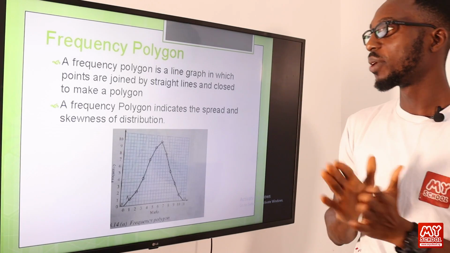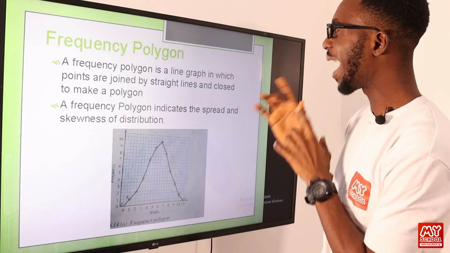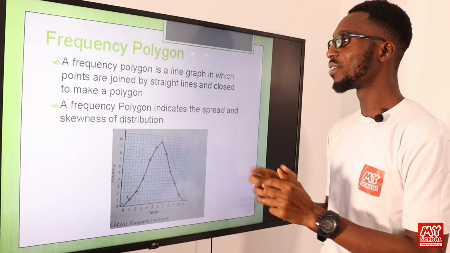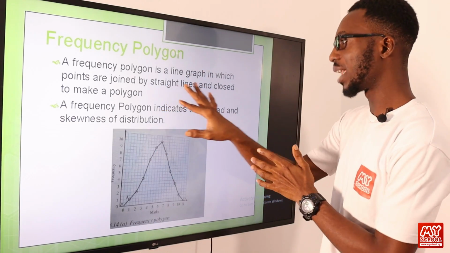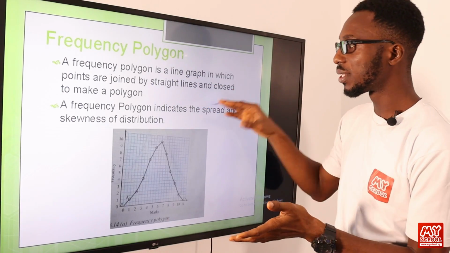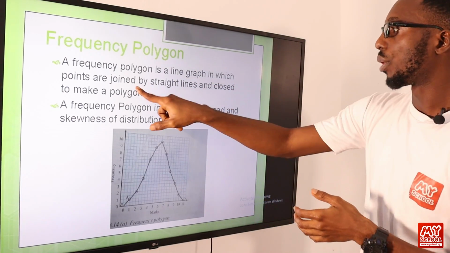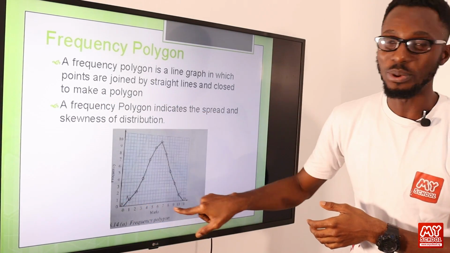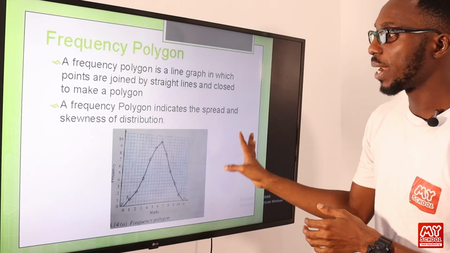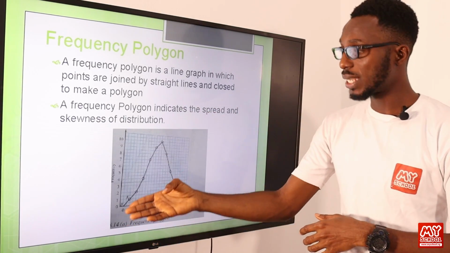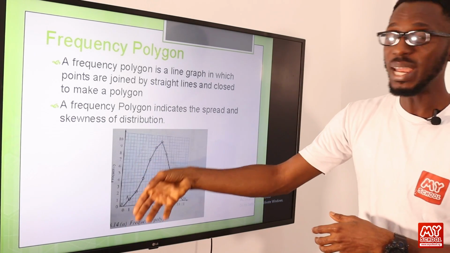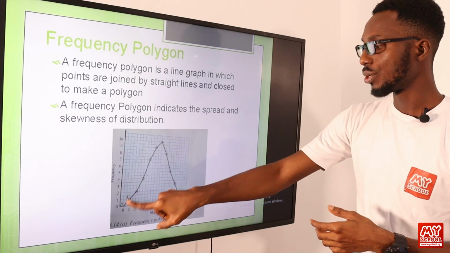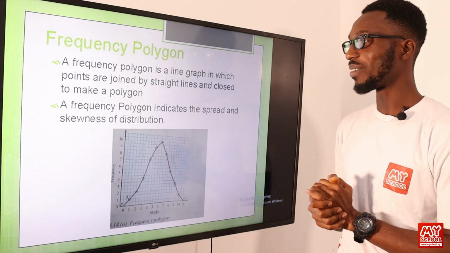Yes, so still on the frequency polygon, just for emphasis, a frequency polygon is a line graph. So take note of it. It's not a single straight line, but a line graph in which the points are joined by straight lines. That's why I said straight lines, they are not curves, right? They are not smooth curves. They are joined by straight lines and closed to make a polygon. So you actually close them to make them land back at 0. That's one unique feature. This indicates the spread and skewness of your distribution. So it's basically straight lines that cut across the midpoints of your bars, or the classes. Then you make it begin on 0 and end on 0. So move ahead to the next content on our slide.